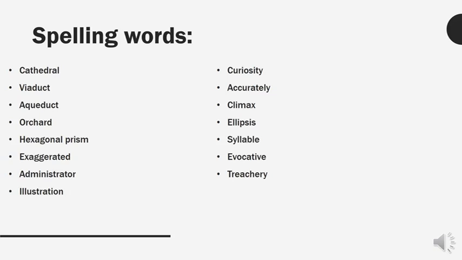Then we have the word syllable. A syllable is a small part of a word. It's usually dealt with in phonetics with a sound system. Then we have the word evocative. Evocative can mean powerful or expressive. And finally, we have the word treachery. Treachery simply means betrayal.